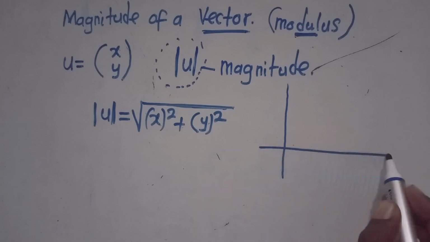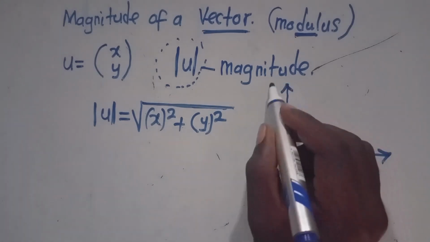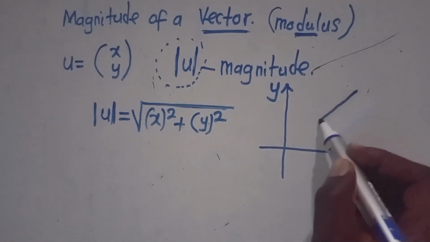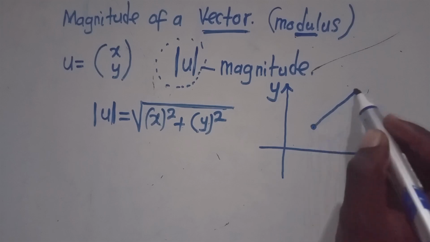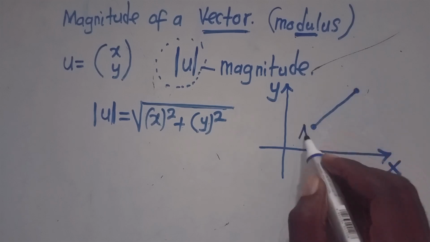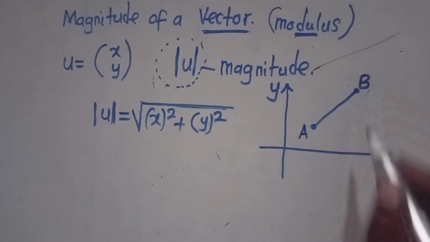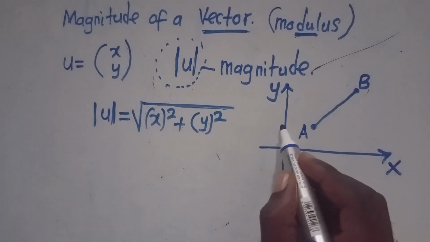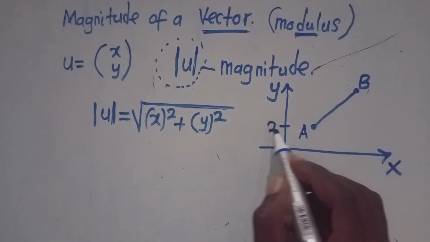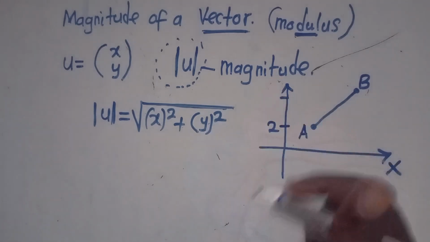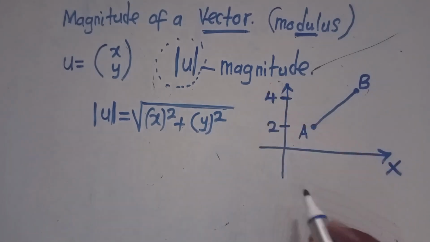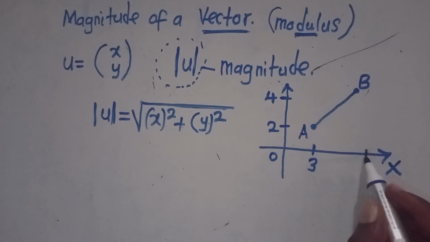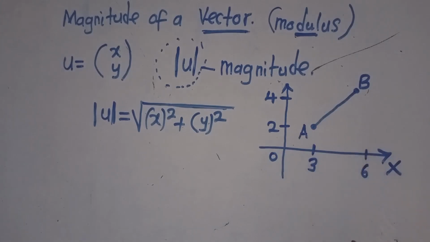You may also be given a graph, so you need to understand it in this way. Let's say this is point A and the point there is B. Let me put a 2 here and a 4 there, even here 0, and let me put 3 here and 6 there.